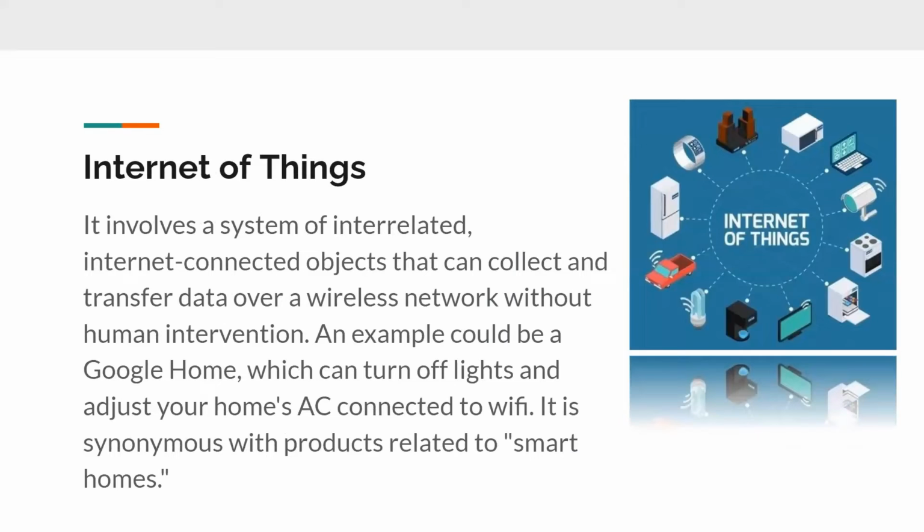An example would be a Google Home, which can interact with smart devices like the lights in your house or your AC over Wi-Fi to do things like turning off the lights or changing the temperature in your house. These products are often referred to as devices for smart homes because they can be all done remotely.